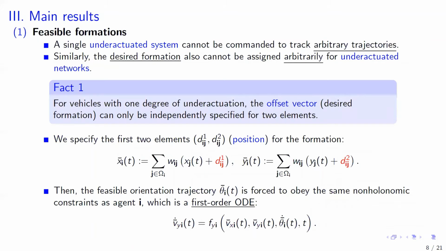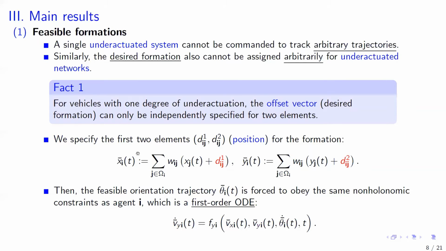Before the design, the first thing is to distinguish the feasible formations. Note that desired formation cannot be assigned arbitrarily for under-actuated networks. Here's a fact. For vehicles with 1 degree of under-actuation, the offset vector, which is the desired formation, can only be independently specified for 2 elements. We specify the first 2 position elements for the formation. So, the desired position is given here.